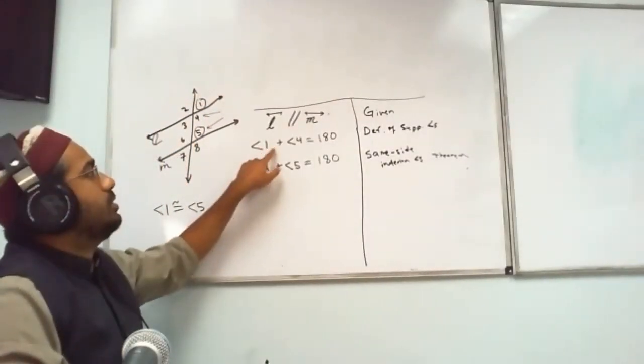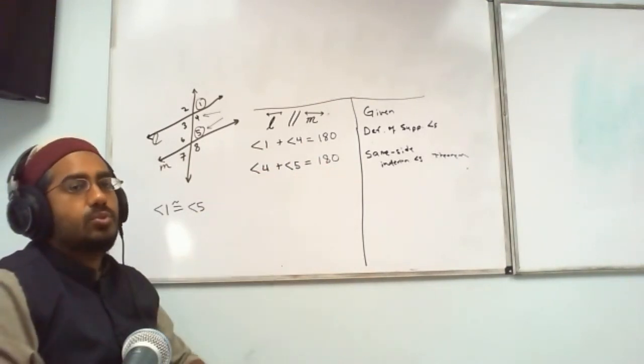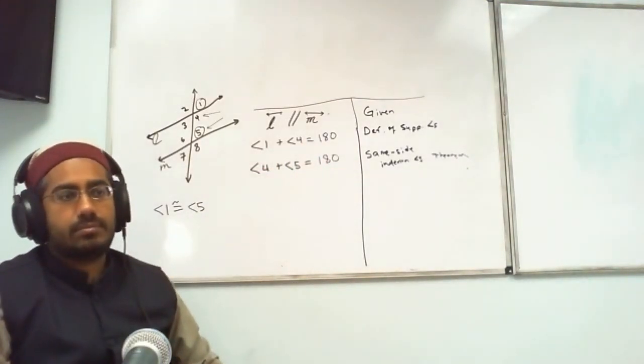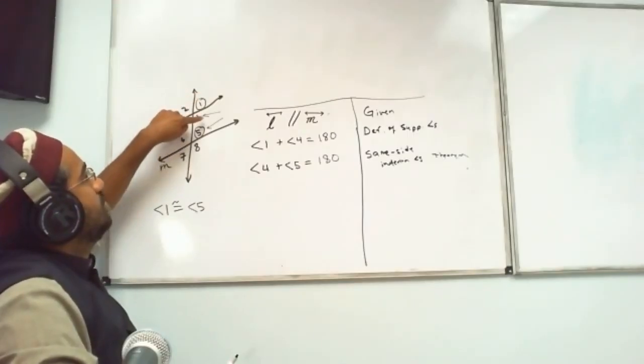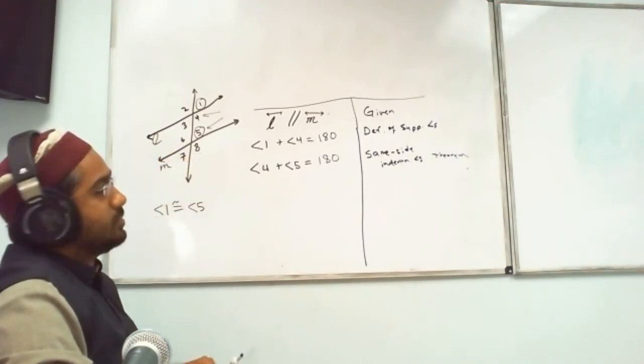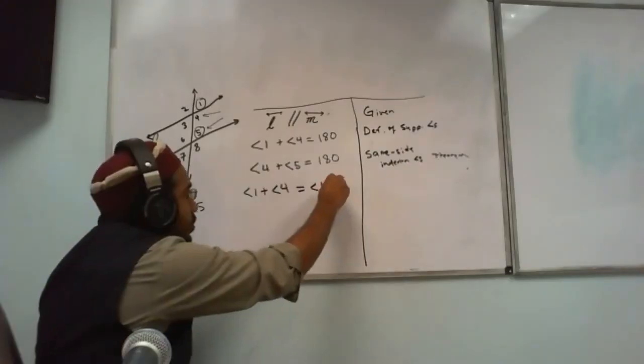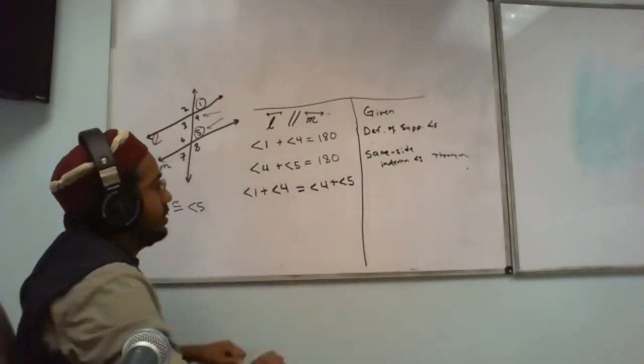Right, so this says angle 1 plus angle 4 equals 180. Angle 4 plus angle 5 equals 180. So what can we substitute here? Okay, so this is 1, 2, 3, 4, 5, 6, 7, 8. We could substitute angle 5 for 4 because they're basically this. Or no, so angle 1 plus angle 4 equals angle 4 plus angle 5. Right?